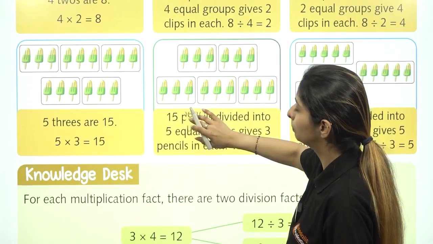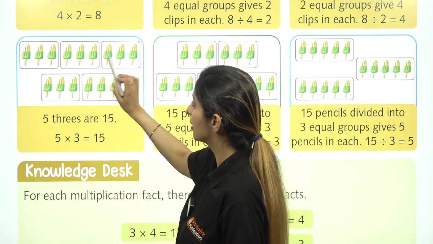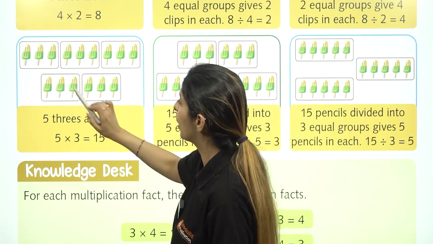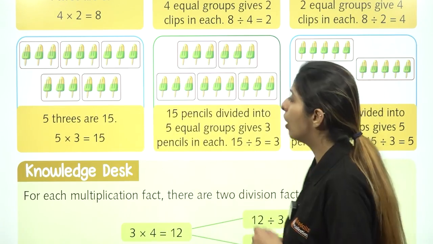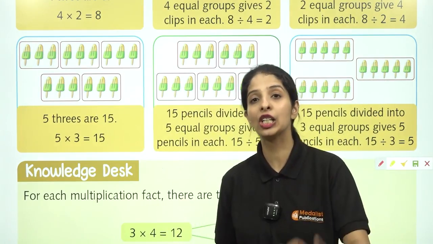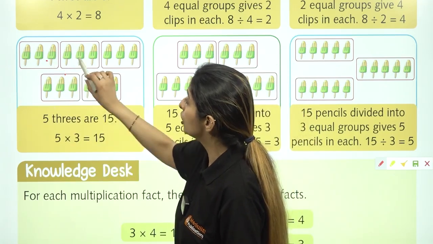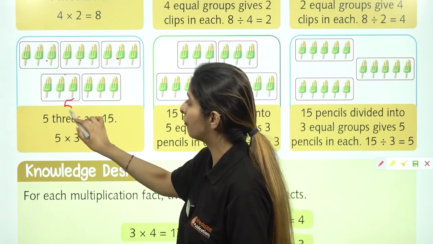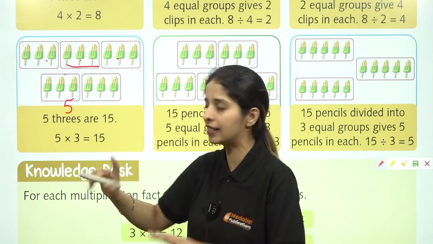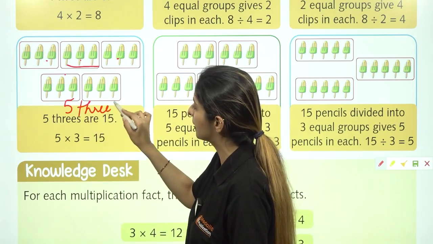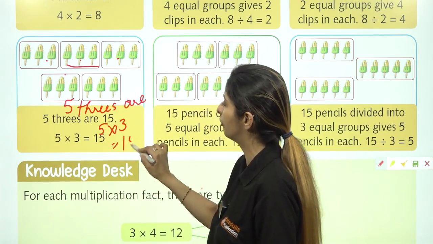Again, if you see here, 1, 2, 3, 4, 5, 6, 7, 8, 9, 10, 11, 12, 13, 14, 15. Total we have 15. Now how can we calculate it by multiplication? We have 1, 2, 3, 4, 5 groups. 5 threes, because in each group we have 3 ice creams. 5 threes are, when you do 5 into 3, it is 15.